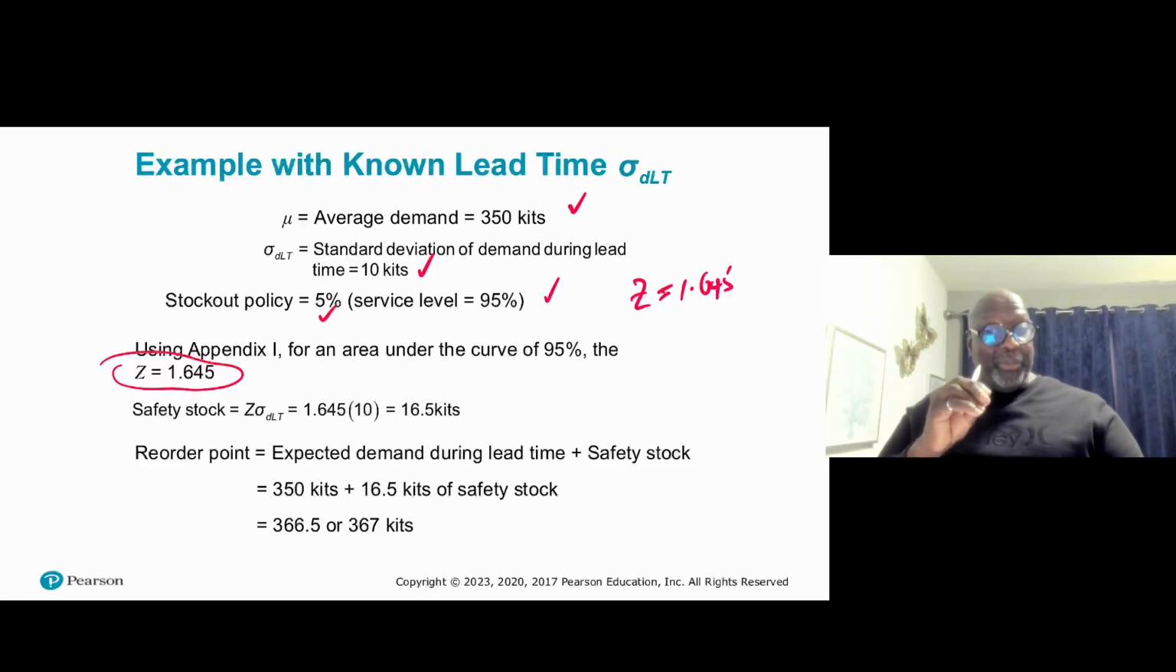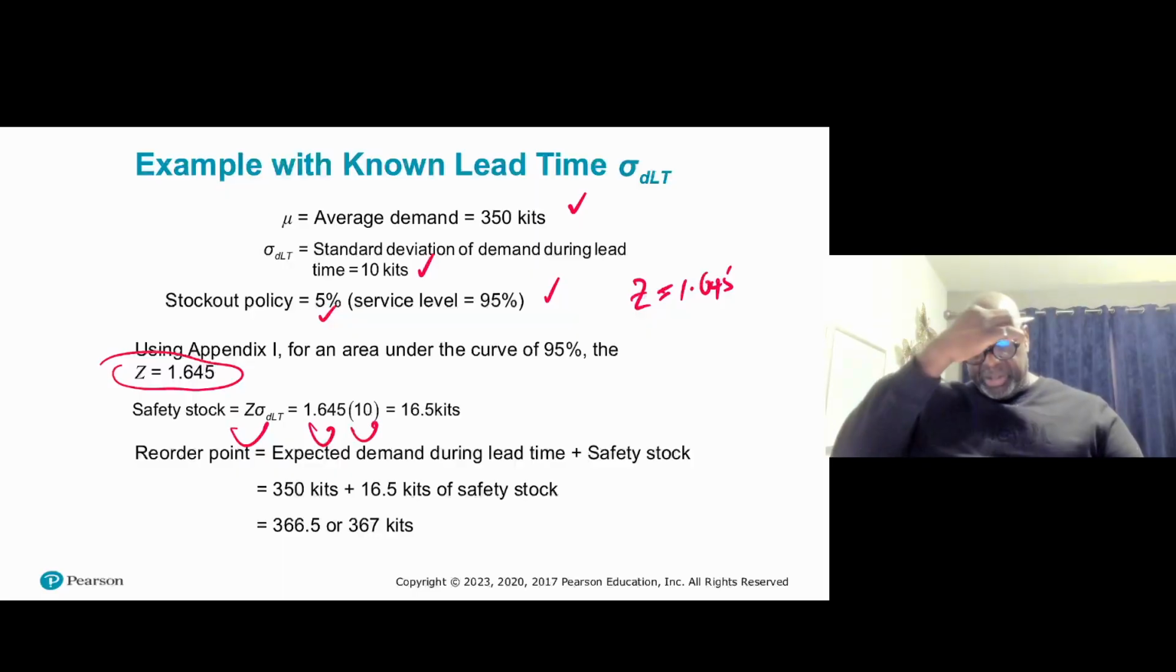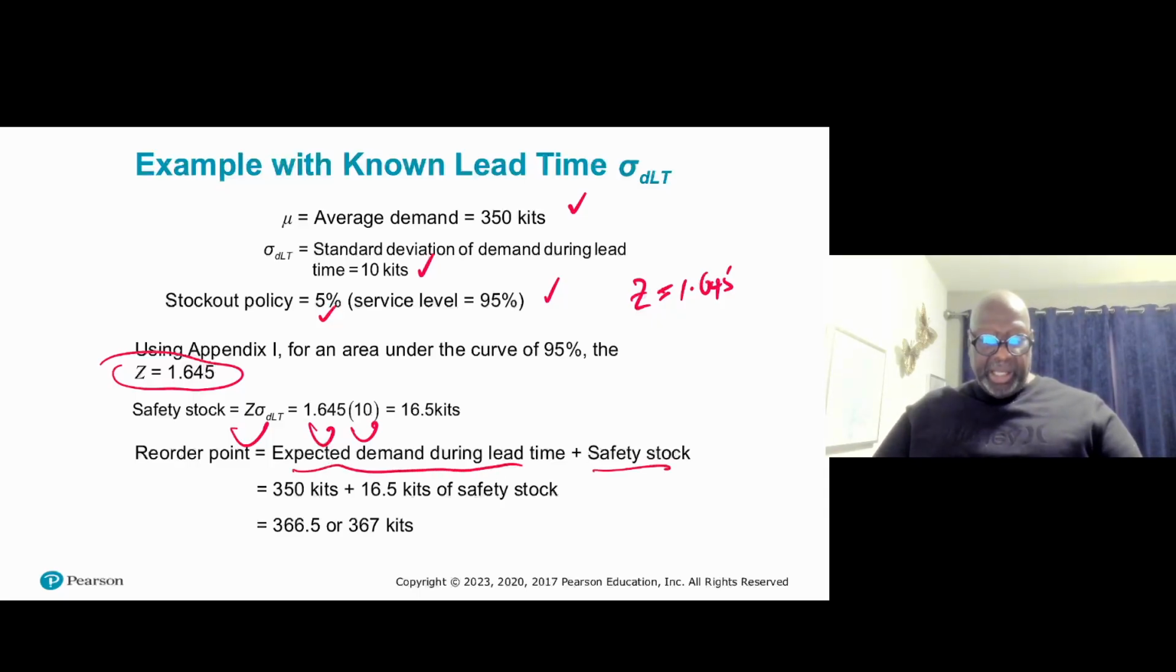So you find what that Z value is because we assume the demand during the lead time is a normal distribution. So therefore your safety stock would simply be your Z value times your standard deviation during the lead time. Reorder point is the expected demand plus safety stock. And so it would be the 350 plus the 16.5 and so on.